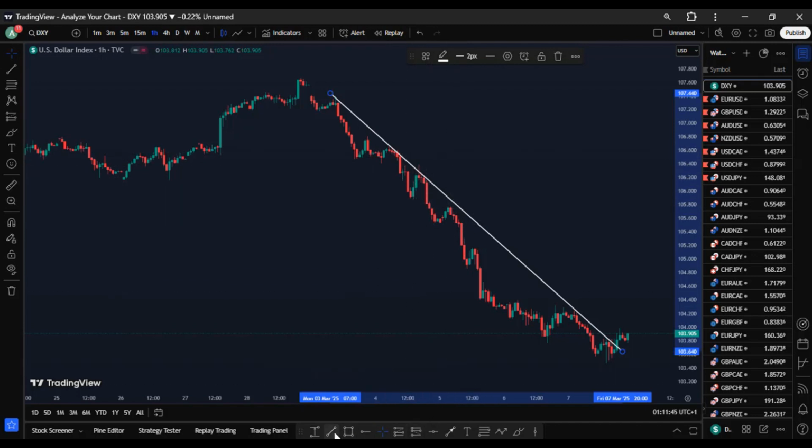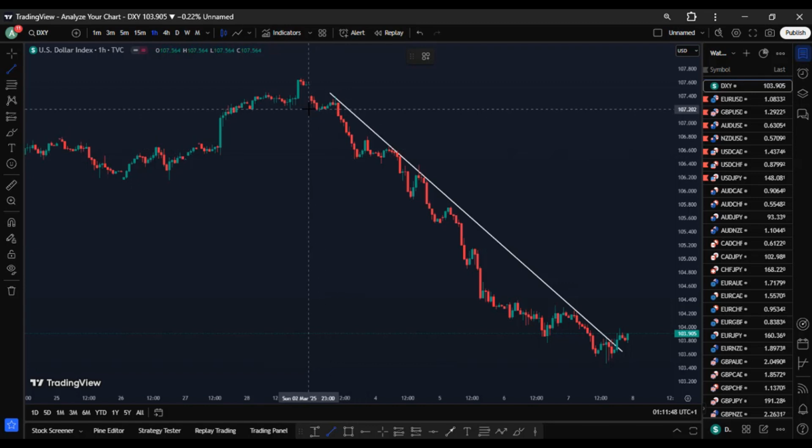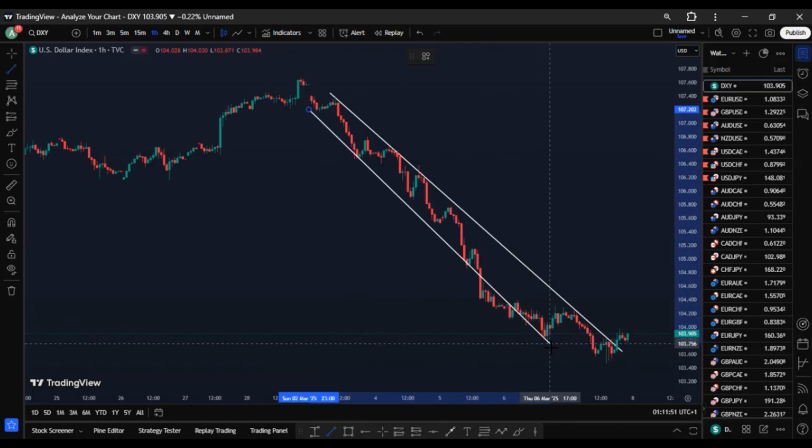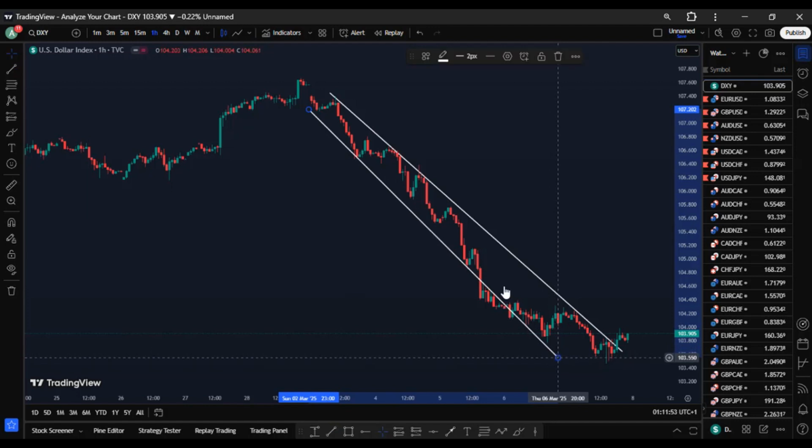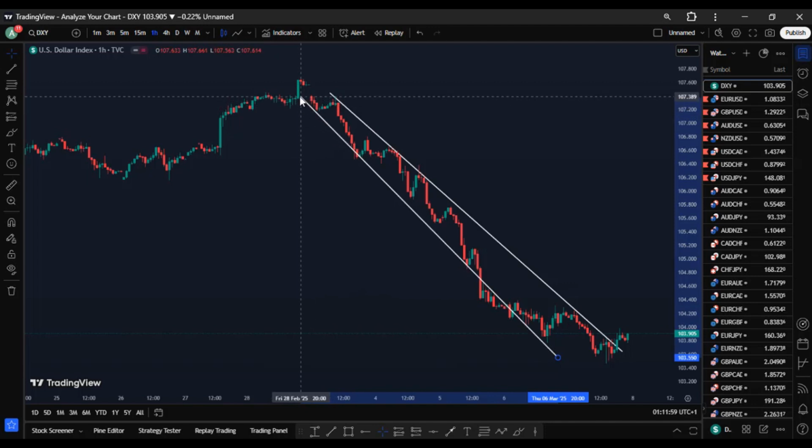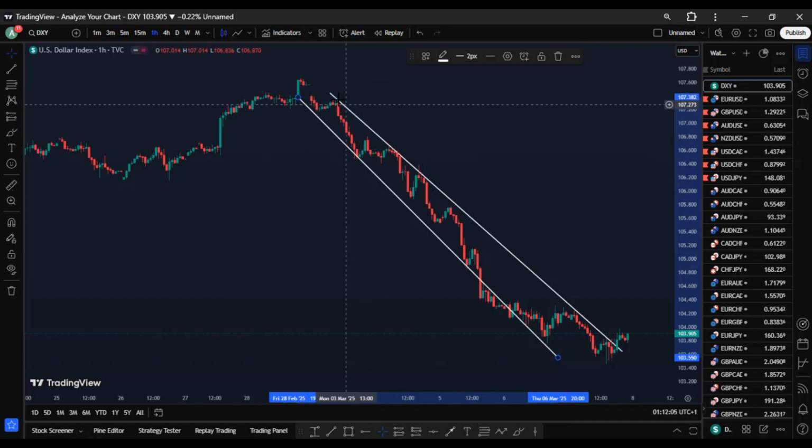Now to draw the other side of it, you need to connect these two lows together. So I'm going to show you the lows I connected together. Now we have this low and this low. So you need to connect them together to actually have a bearish channel. So we have price touch this trend line here, finds resistance, comes down to this level here, finds support, goes back to the upward trend line, and finds resistance there, and comes down to this other side of the channel and finds support. So this is how you draw a channel on a price chart.